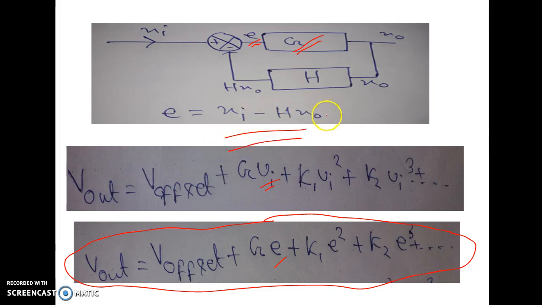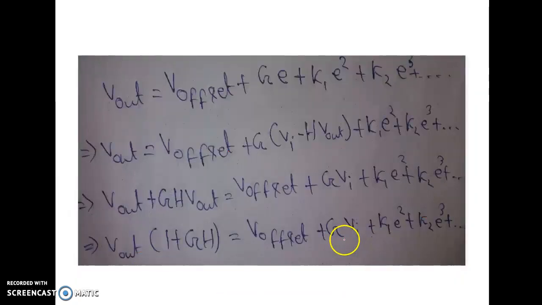Vi minus h into V naught, that is V output. So instead of E, we can substitute Vi minus h into V output in this expression, and we get this one. This thing we already got, that V output equal to V offset plus G into E plus K1 into E square plus K2 into E cube plus dot dot.